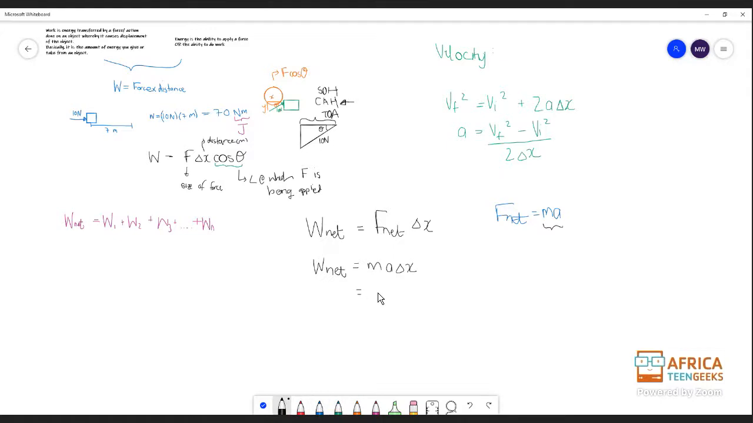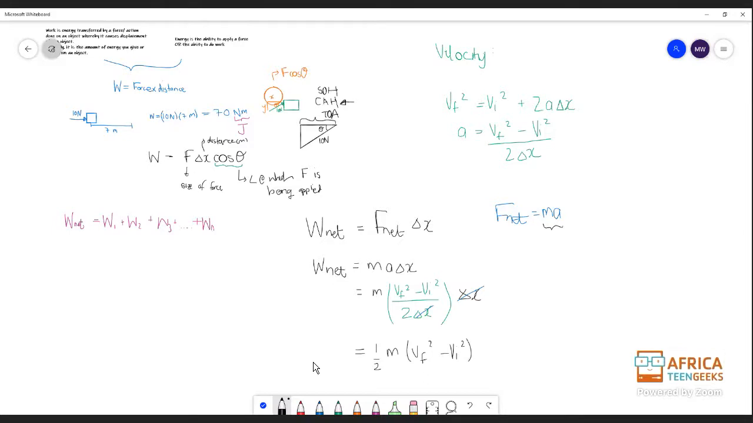So I'm going to say mass times final velocity squared minus initial velocity squared divided by 2 times the change in distance, and multiply that by the change in distance. These two can cancel out, and I am left with a half times mass times final velocity squared minus initial velocity squared.